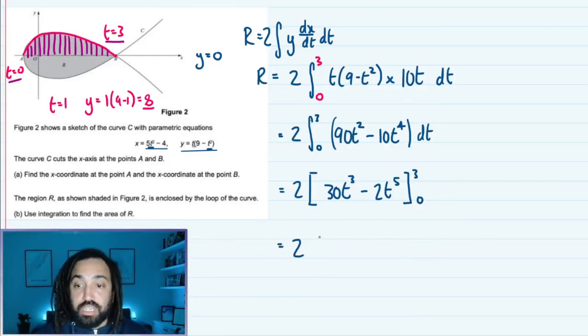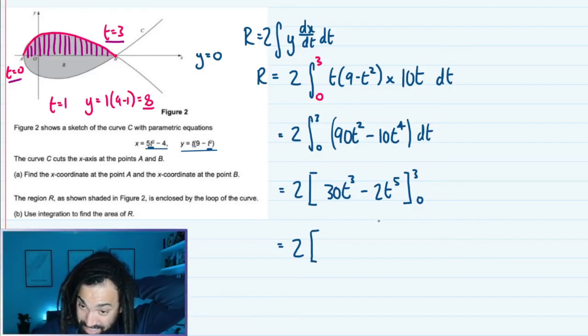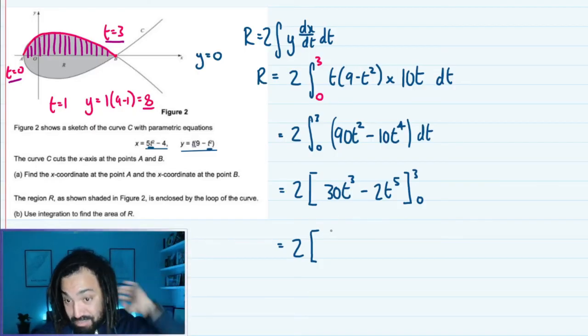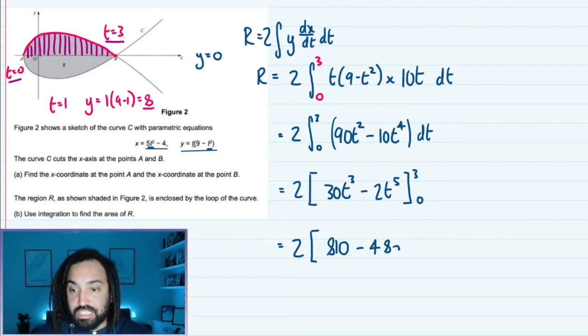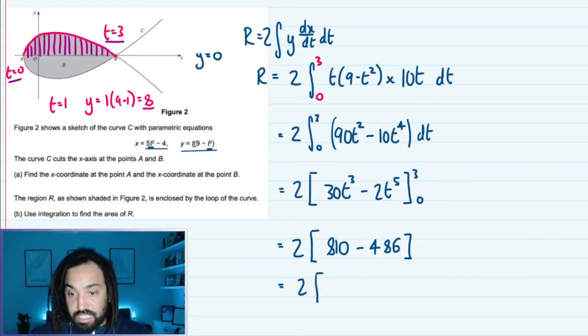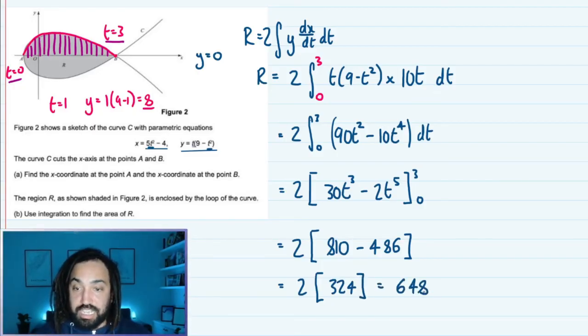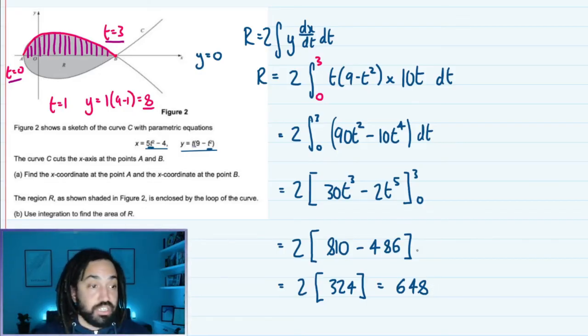Okay, so now we can just sub in 3. That's 27 times 3 is 81, times 10, so that's 810. And that is 243 doubled, which is 486. Why can't I just use a calculator? And that is 324. So that gives me a total of 648, and there's no units, so I could just leave it like that.